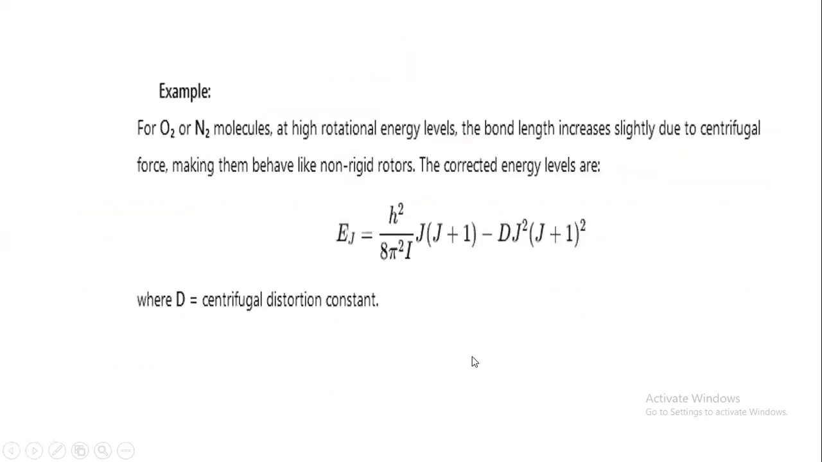For example, in oxygen or nitrogen molecules at high rotational energy levels, the bond length increases slightly due to centrifugal force, making them behave like non-rigid rotors. The corrected energy levels are E_J = h²/(8π²I) J(J+1) minus D J²(J+1)², where D is the centrifugal distortion constant.